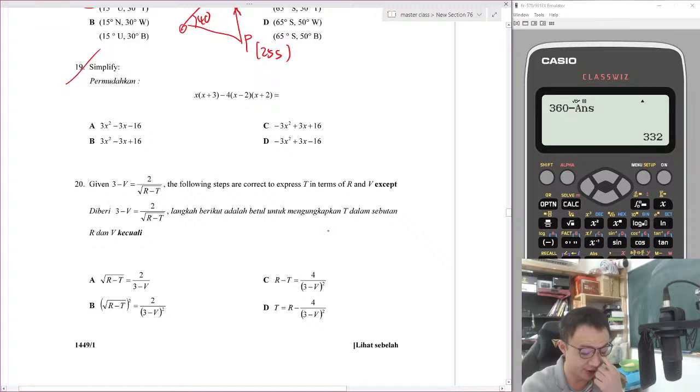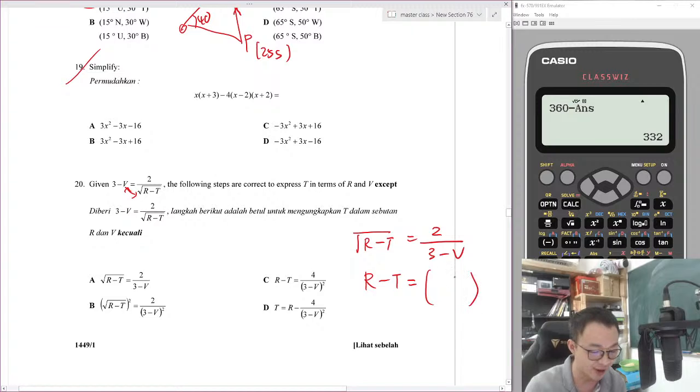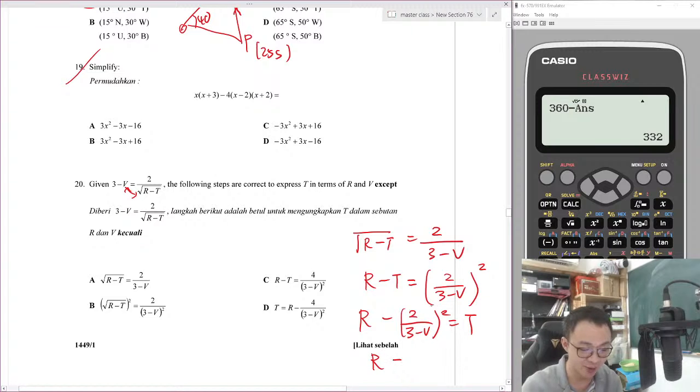T in terms of V, which is correct? This is algebra. Normally I skip these as well, but this one seems a bit interesting. I want to make T the subject. First, I swap places between both of these. 3 minus v I bring to the bottom. Then I move the square to this side, so I will get 2 over 3 minus v squared. So r minus 2 over 3 minus v squared equals t.